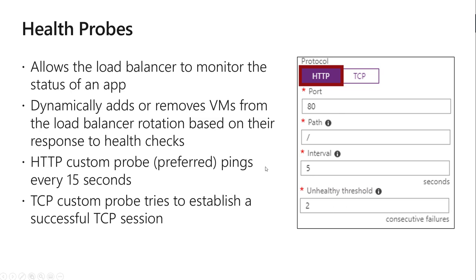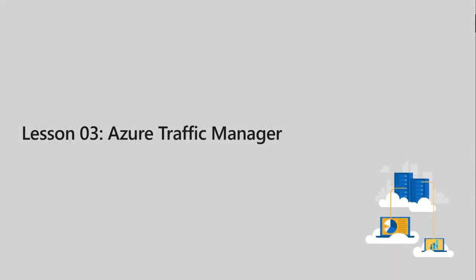And the TCP probe. This probe relies on establishing a successful TCP session to the defined probe port. If the specified listener on the VM exists, the probe succeeds. If the connection is rejected, the probe fails. You can specify the port, interval, and unhealthy threshold as well, the same thing. Okay, so that's our session for now.